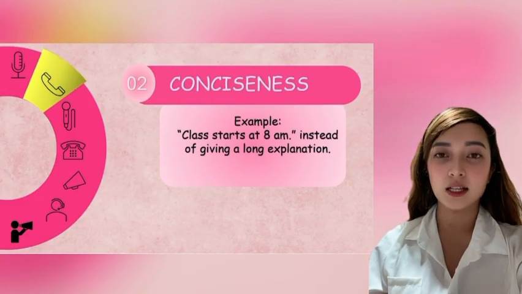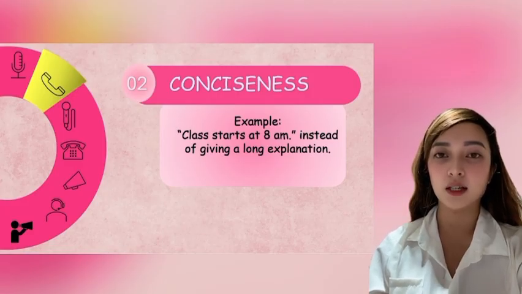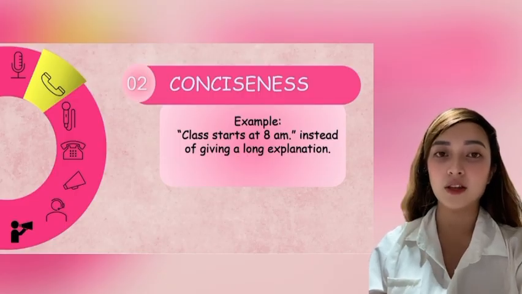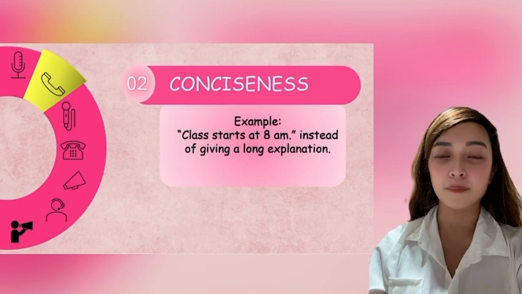And the second one is conciseness. Conciseness means keeping the message short and straight to the point. For example, saying "Class starts at 8 a.m." instead of giving a long explanation.